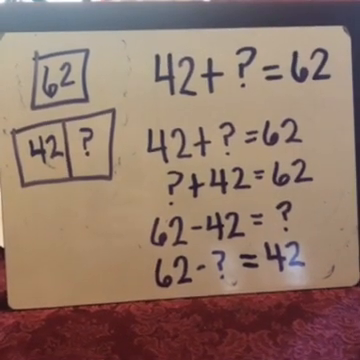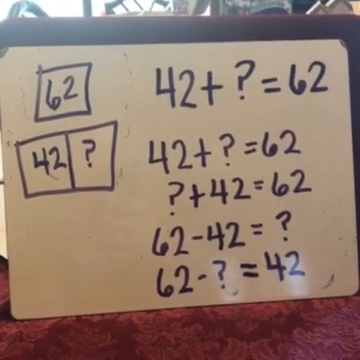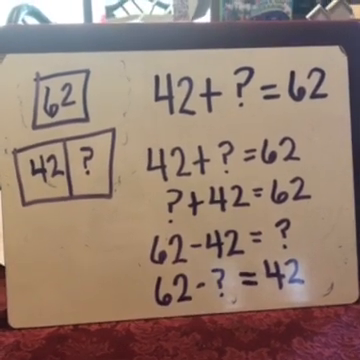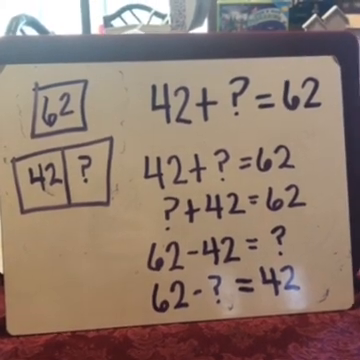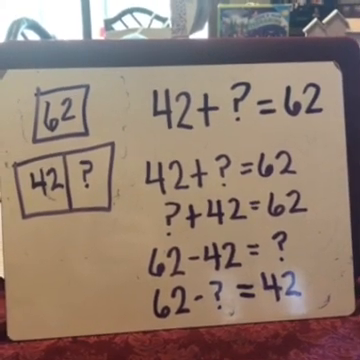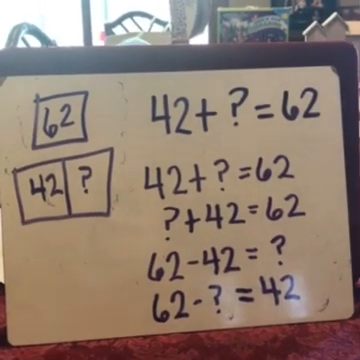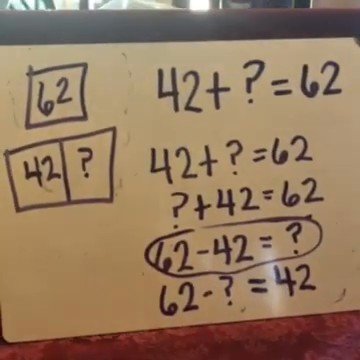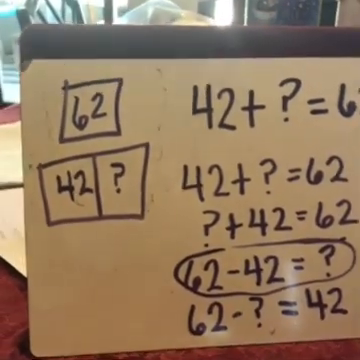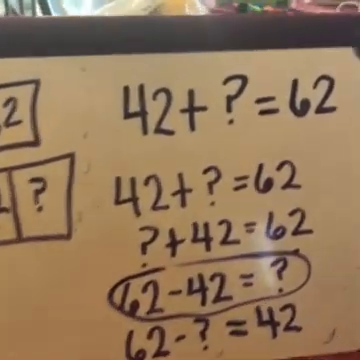So, do you see that the 62 is the whole, so it's at the end of my addition equations? And since it's the whole, it's at the beginning of my subtraction equations. Did you figure out which equation would be easiest to solve? 62 minus 42, right. Now, I know a lot of you can probably do mental math on this one, but for the rest of us, let's take a look.